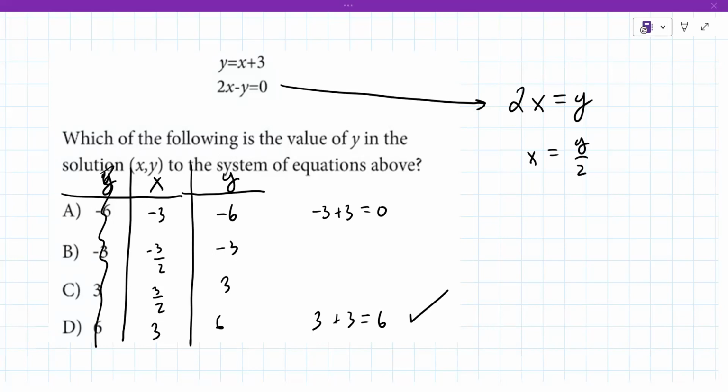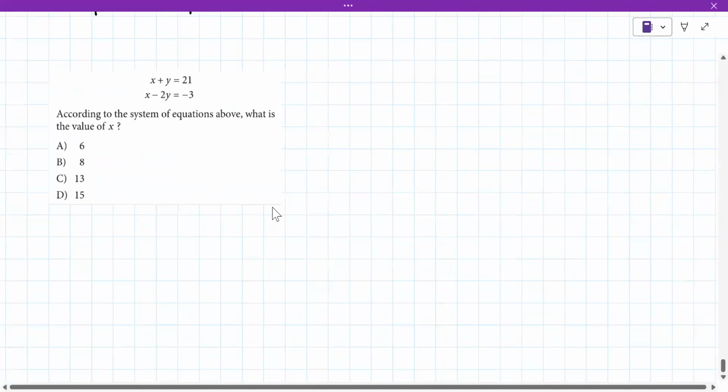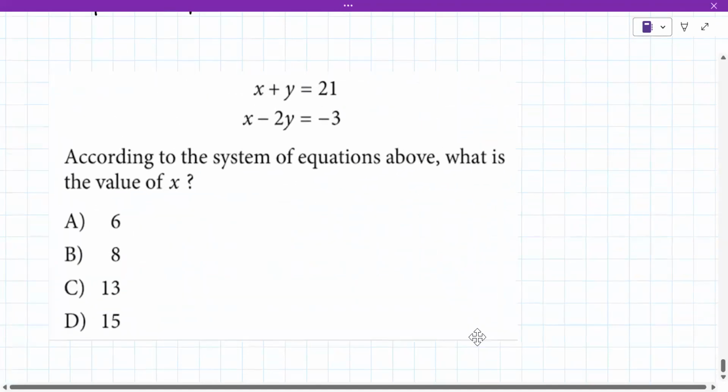Okay. Is that okay? Yeah, that makes sense. All right, let me see. I don't think we did this one. So why don't you try the table method for this one? Okay.